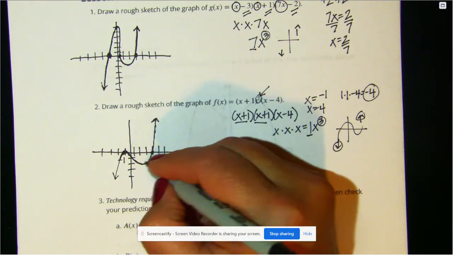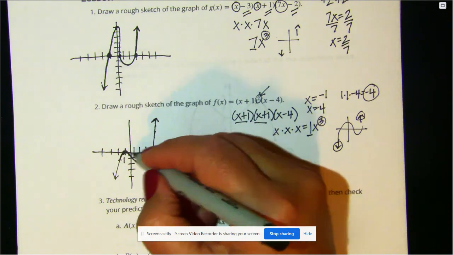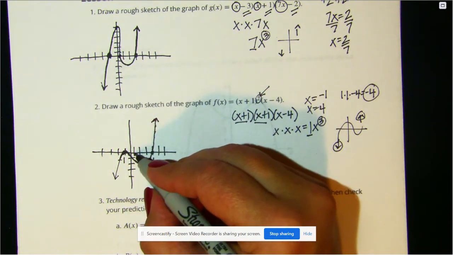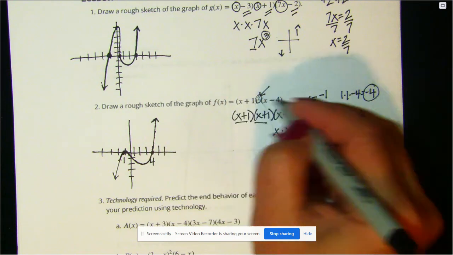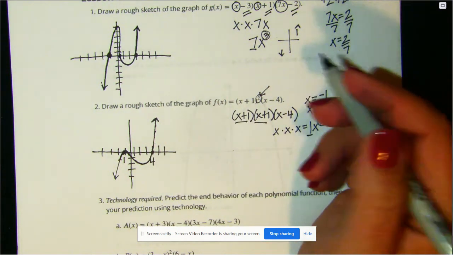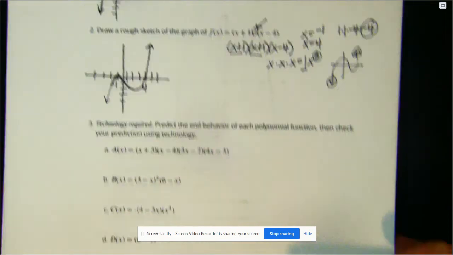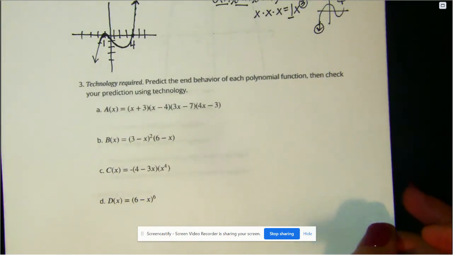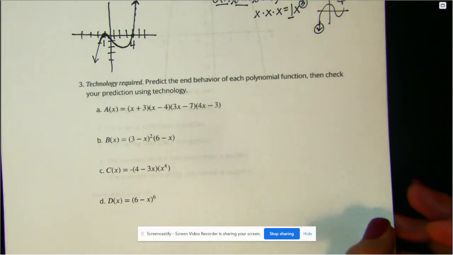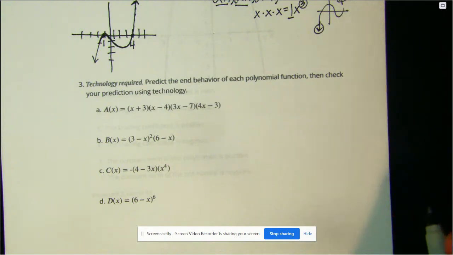This, I'm guessing. Could I figure out how low this goes? You could. You could pick 1, 2, or 3 and plug it in here and see what you get for an output. But we're just doing a rough sketch. Number 3, technology required. Predict the end behavior, then check. Miss Austin's going to be the technology here, but if you were trying this at home, you could go to Desmos, right? I'm just going to do the leading term.